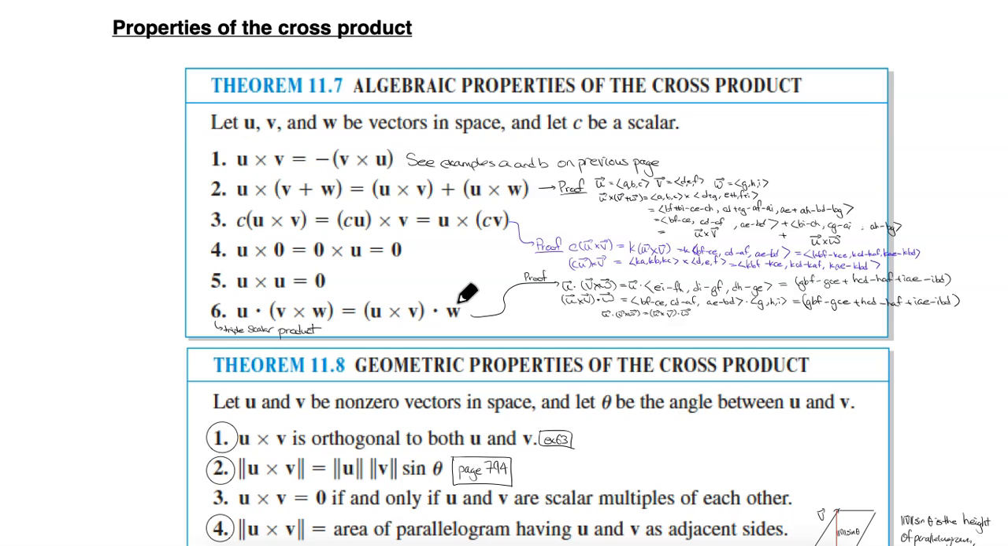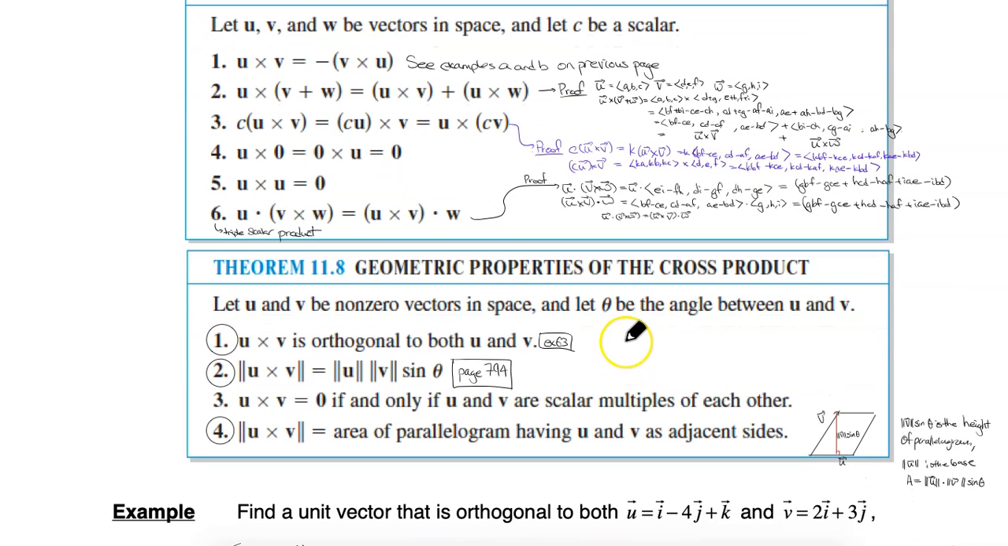So the geometric properties, on the other hand, are really interesting to try to talk about, but some of it is going to be done in the textbook. The first one is that when you take the cross product u cross v, you always get a vector that is orthogonal. That means perpendicular. So u cross v is perpendicular to both u and v. It's actually exercise 63 in the homework that you're going to do.